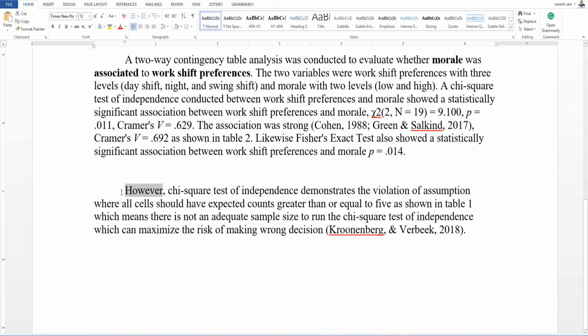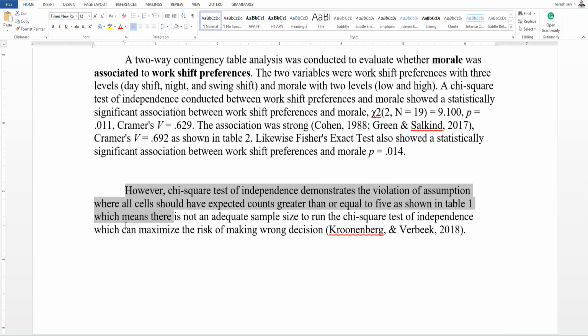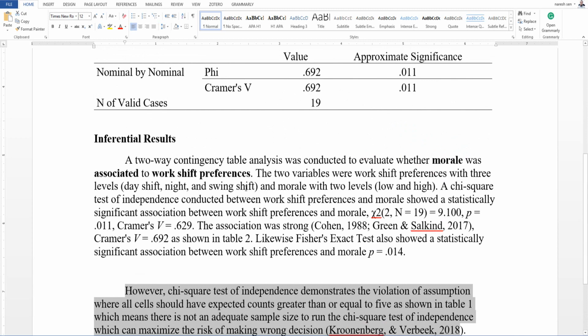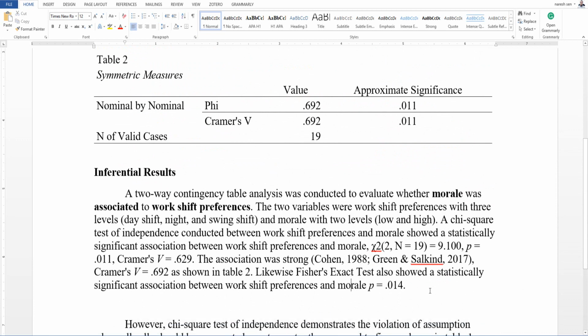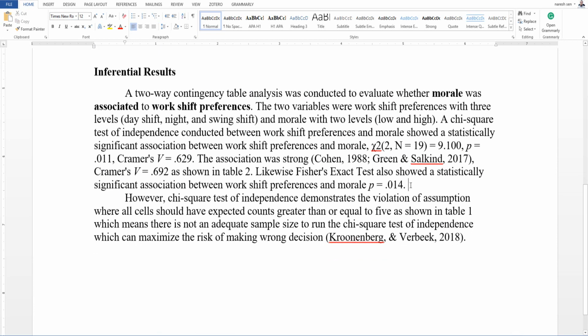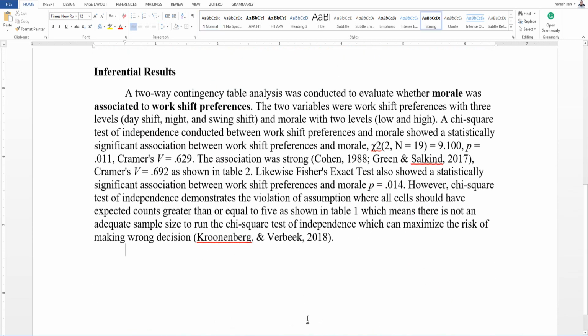However, the chi-square test of independence demonstrates the violation of the assumption that all cells should have expected counts greater than or equal to 5, as shown in table 1, which we have already discussed. This is what we are trying to indicate, which means there is not an adequate sample to run the chi-square test of independence, which can increase the risk of making a wrong decision. So what we are saying is, even though it is not advised to move forward with this violated assumption, this is the report that we have presented. So this is the inferential result for the chi-square test that we have conducted.